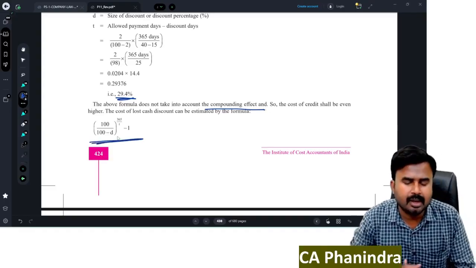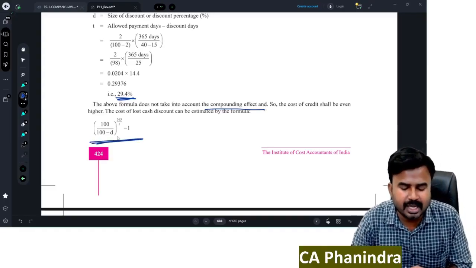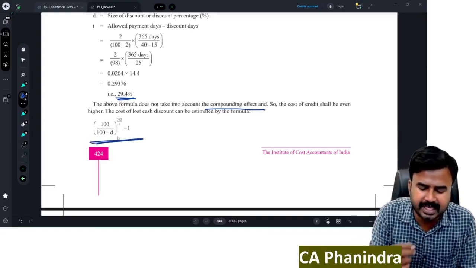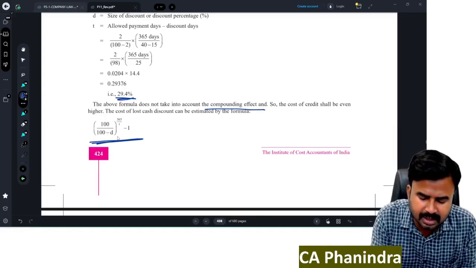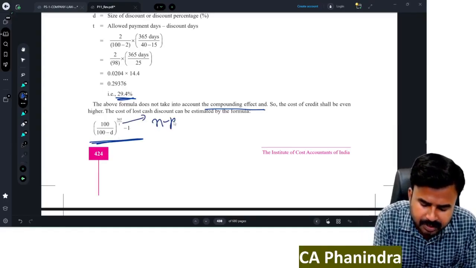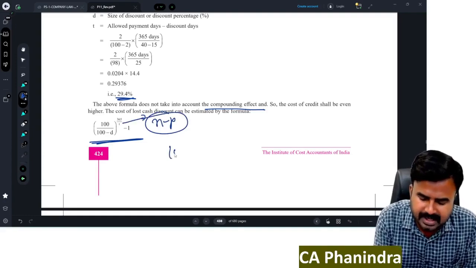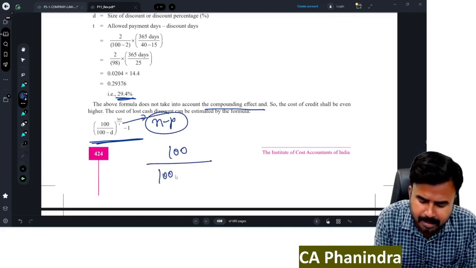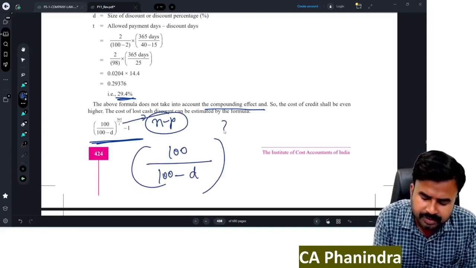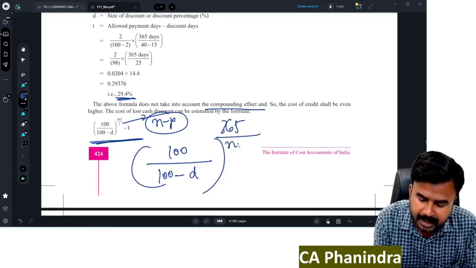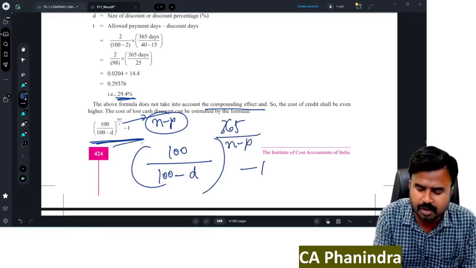What is the formula, sir? 100 by 100 minus d whole to the power of 365 by t minus 1. This t is nothing but n minus p actually. This is n minus p. To be precise, the formula is 100 by 100 minus d whole to the power of 365 by n minus p minus 1. This is the formula actually.